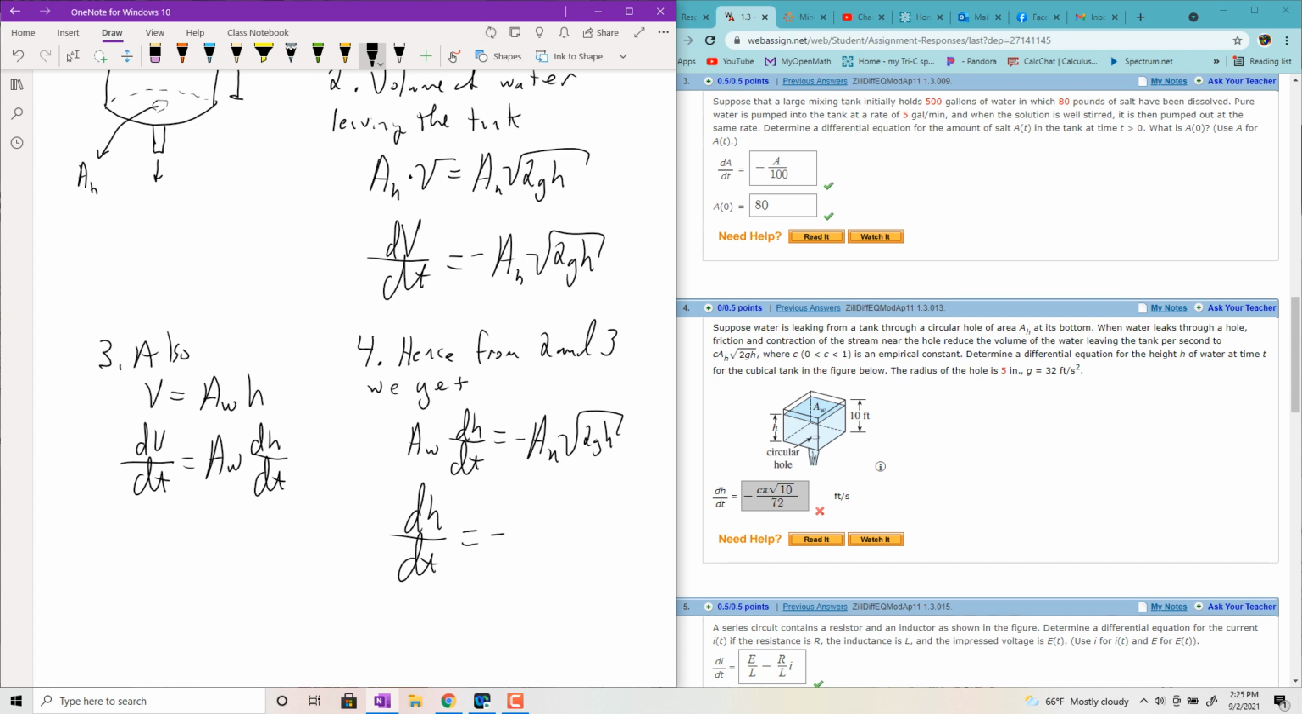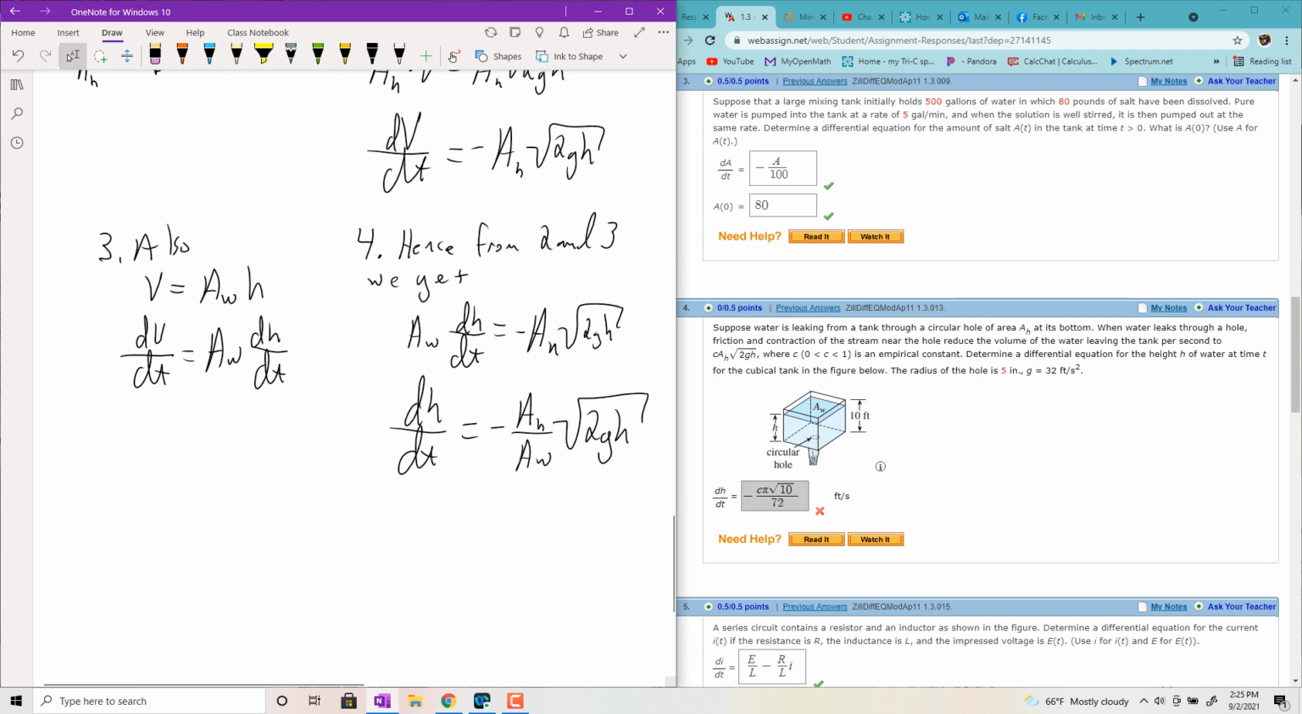Okay, so this will be negative A sub H all over A sub W times the square root of 2gh. And don't forget, h is variable. Okay, I think when I went in here and I did the problem, I got that wrong, because I should have used a letter h for my answer.